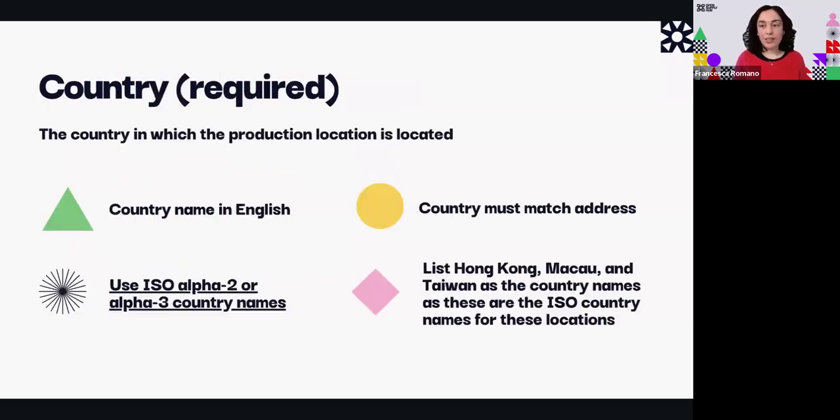So now let's look at each data point a bit more in detail. The first required one is country. As I said before, this is the country in which the production location is located. So the country name must be in English. An easy check to do is to look at the ISO standard list of country names and make sure that your countries are matching the ones listed there. Of course, the country must match the address. And then, for example, speaking of ISO standard, you should list Hong Kong, Macau, and Taiwan as country names for this location because these are the ISO standard country names.